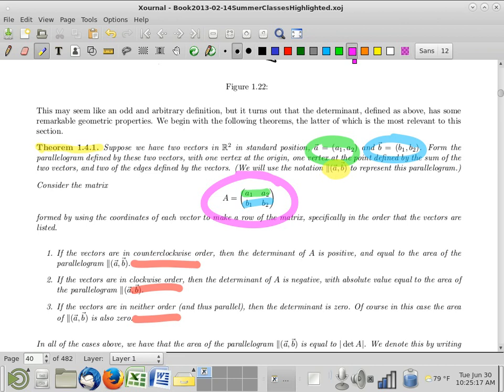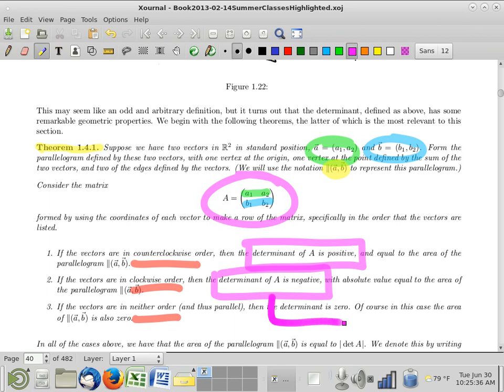If they're in counterclockwise order, the determinant's always positive. It's weird. If they're in clockwise order, the determinant's negative. And if they're in neither order, in other words, if they're parallel or one of them is 0 or something anomalous, the determinant's 0. So the ordering that I wrote the vectors down, keeping in mind which one's first, and therefore going in the first row, which one is second, therefore going in the second row, the ordering of the vectors correlates to the sign of the determinant.